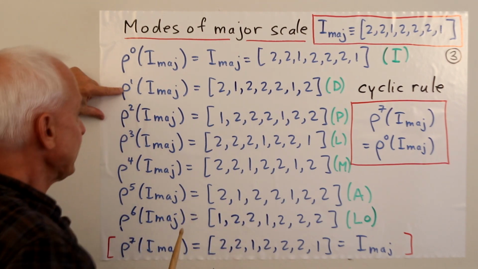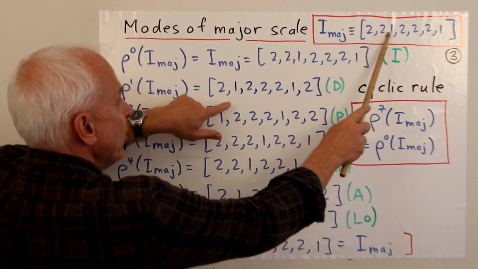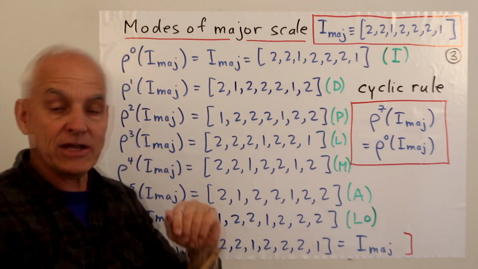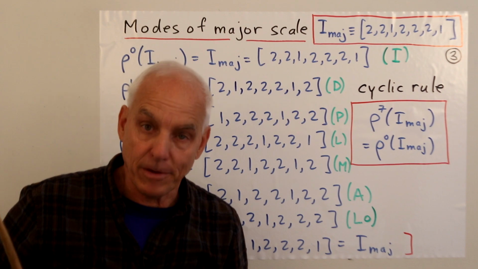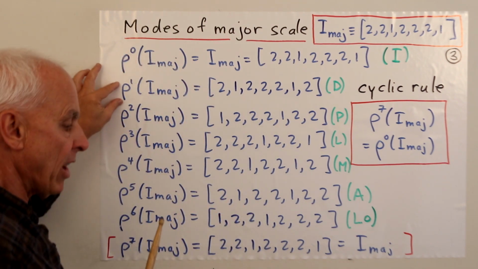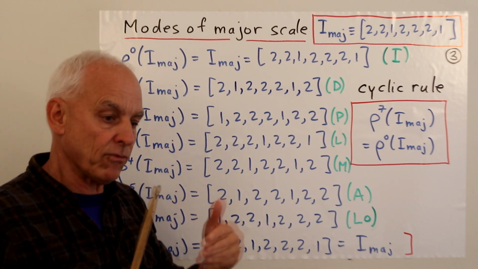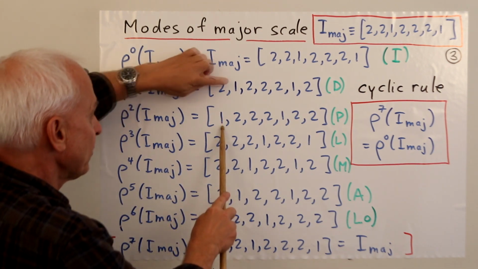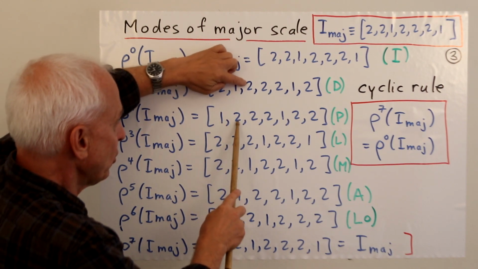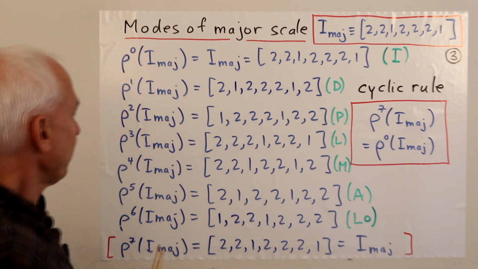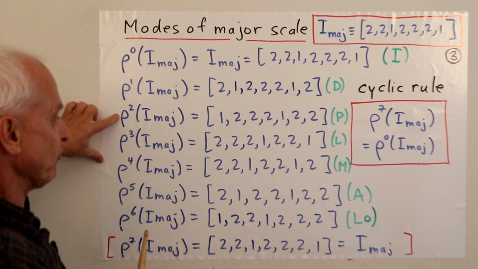If we perform a single row, then we get 2, 1, 2, 2, 2, 1, 2. That's associated with what we usually call the Dorian mode. But now we think about it as just what we get when we apply the first power of this rotation operator. And then the second one gives us 1, 2, 2, 2, 1, 2, 2, just applying rho to this one. That's usually called the Phrygian, but we'll just consider it as rho squared.